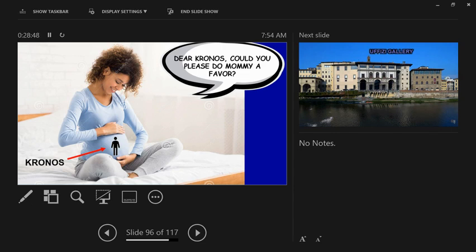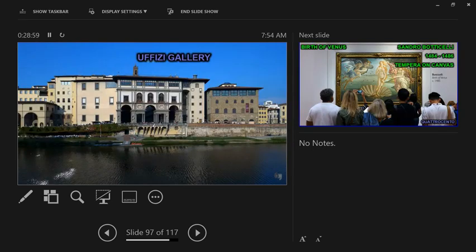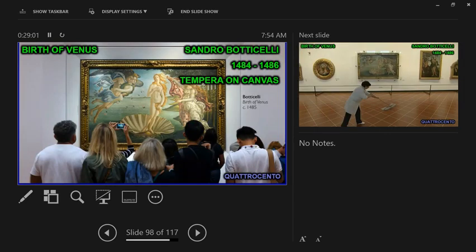All right, from this horrible, weird, creepy story, the goddess of love, beauty, and marriage, the most beautiful of all the goddesses, she comes from this. So let's go to the Uffizi Gallery, and we're going to take a look at the birth of Venus.